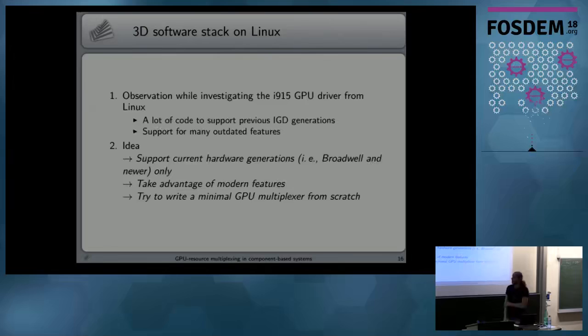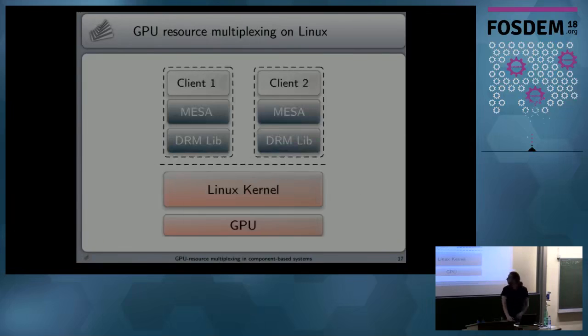So next I'm going to talk about the things you actually want to multiplex and the features we found that we want to use. That's going to be a little bit more technical, but you don't really have to understand it, I will just give you an idea. So this is how Linux does the multiplexing. Here are two clients, and Linux multiplexes through the DRM library. So you have a DRM context in the kernel for each client, and the client tries to identify the context and separate it accordingly.